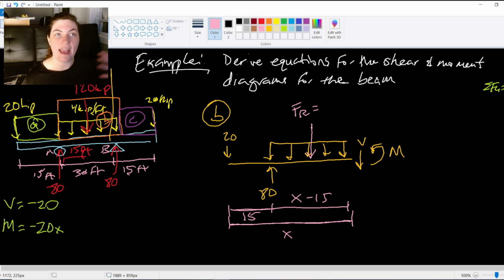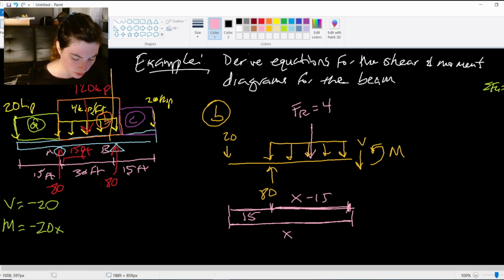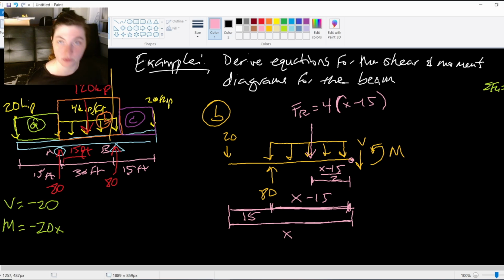is, again, that area times the length, but the length is changing, right? So that area, length times width, is going to be 4 for the 4 kip per foot, and then how many feet it is, the x minus 15. So now just the force here has an x in it. And its distance away from our end point here is going to be x minus 15 over 2, right? It's halfway in between the load area. So x minus 15 over 2.